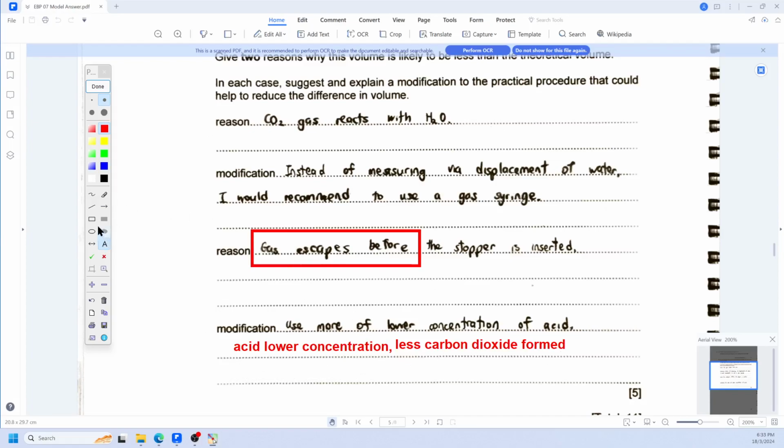Let's just say you use excess acid. Just that, per minute or per second, the rate becomes slower. So less carbon dioxide escapes per second. You can use excess acid, but make sure the concentration is lower. Concentration lower, rate of reaction slower. The amount of carbon dioxide formed per second becomes less, so less carbon dioxide escapes per second. That's why they suggested this.